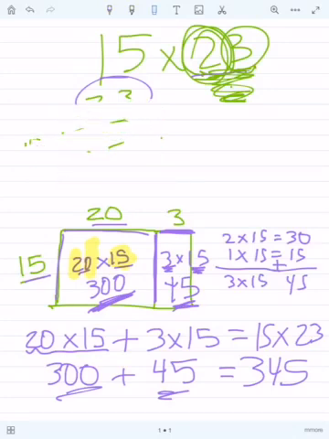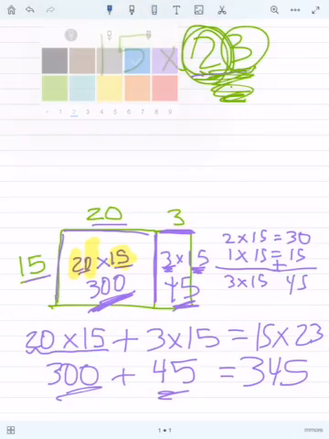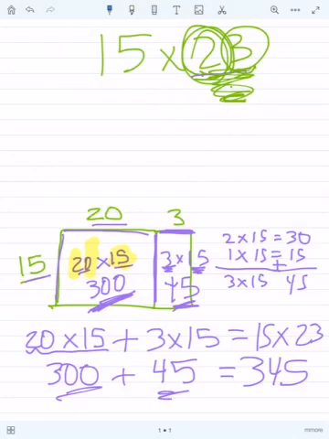And just in case you're like, well, I didn't want to split up the 23. What if I split up the 15? Yeah, what if you split up the 15? Will you get the same thing? Yeah! But let's actually see that it works.